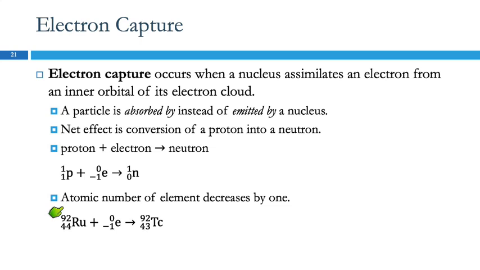So here, the atomic number of the element decreases by 1. So ruthenium captures an electron. The electron is a reactant, not a product, because it's not getting spit out, it's being taken in. And we predict the product in the same way. 92 plus 0, so this must be 92. 44 minus 1, this is 43. Look on the periodic table, and the symbol is Tc. Any questions?